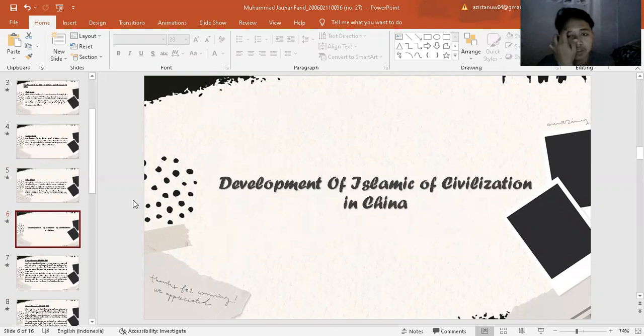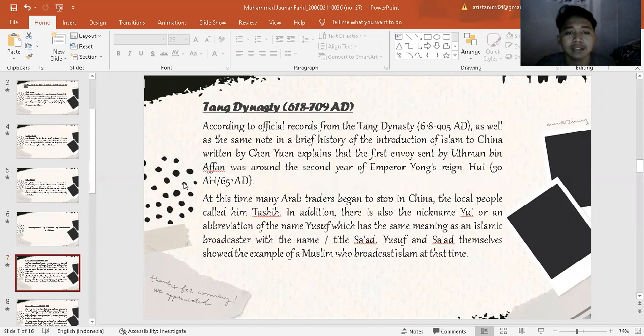Development of Islamic civilization in China. Tang Dynasty, 618 until 709 AD.